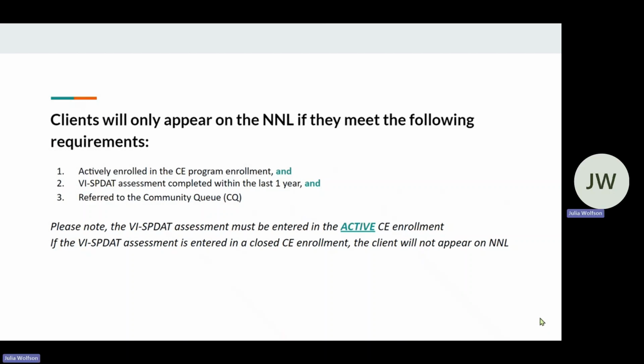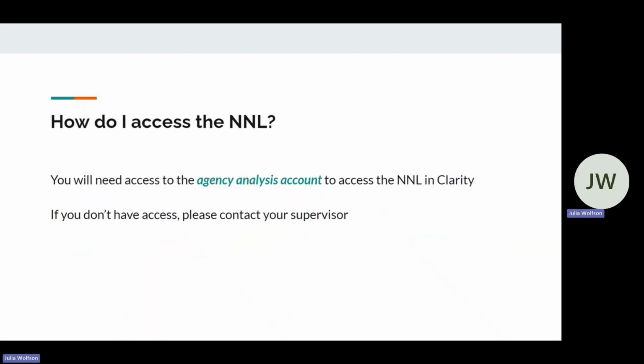Now that I've covered how to make sure that your clients appear on the number next list in Clarity, we'll go into how to access the list in the new system. So first, you will need access to the agency analysis account to access the number next list in Clarity. If you've never heard of this or you don't have access, please contact your supervisor. They may need to speak with the HMIS team regarding access. If you don't have access to this account yet, I would encourage you to still listen into this training because we will cover some workflows that do not require the role.